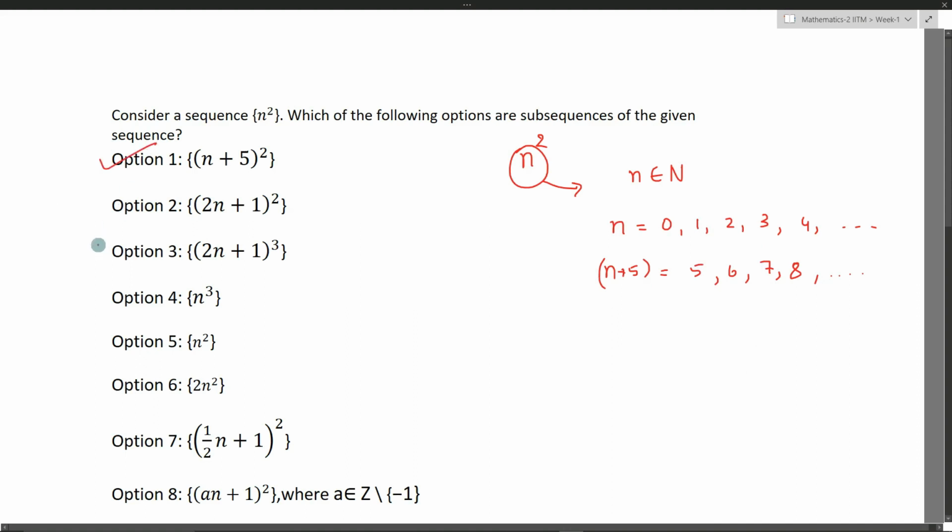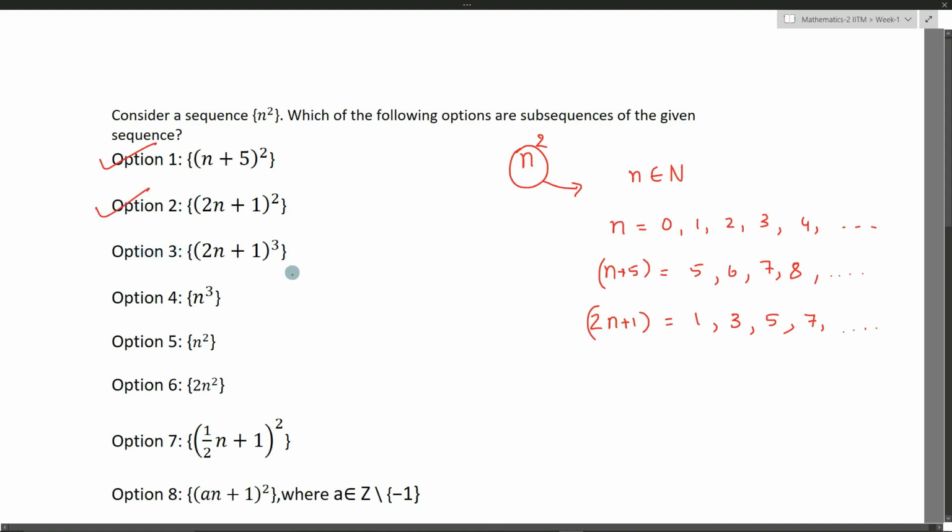First option is correct. So what about 2n plus 1? If I go on substituting, I'll have 1, then 2 times 2 is 4, 4 plus 1 is 5, and if I substitute 3, I'll have 2 times 3 is 6 plus 1 is 7. So I'll have odd numbers. Again, this is also a subset of n, so this option is also correct.